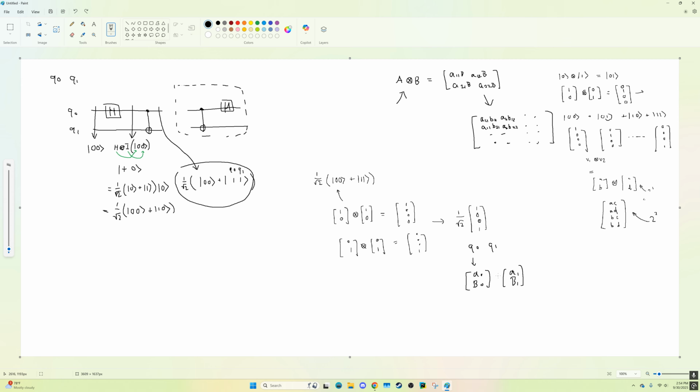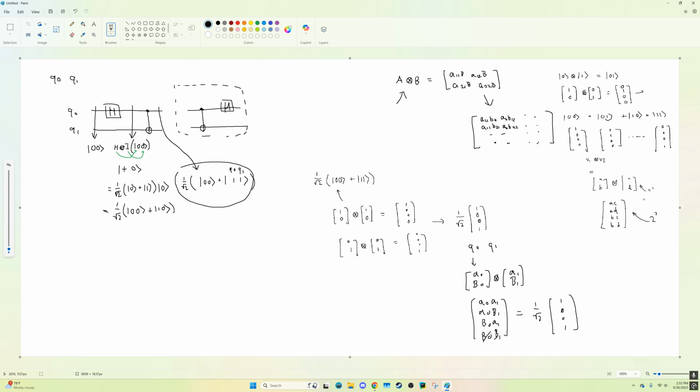If we do the tensor product of these two, we get alpha 0 alpha 1, alpha 0 beta 1, beta 0 alpha 1, and beta 0 beta 1. And this vector is going to be equal to 1 over square root of 2 times this vector. An immediate contradiction should jump out. So first of all, beta 0 times beta 1 equals 1.